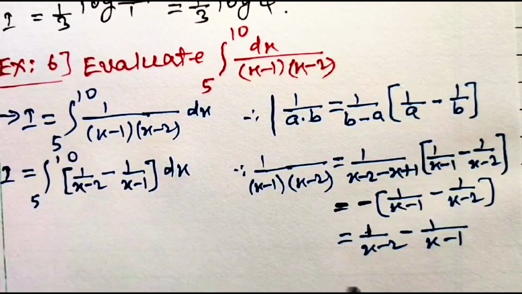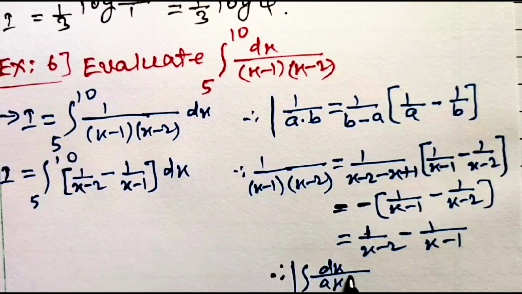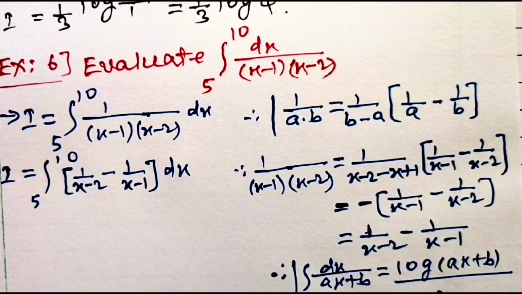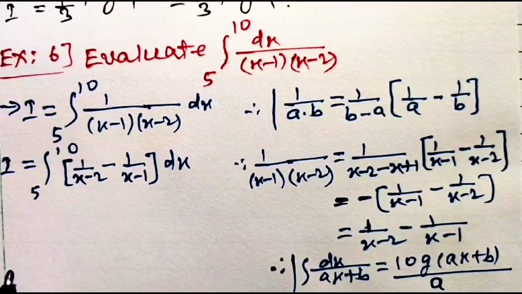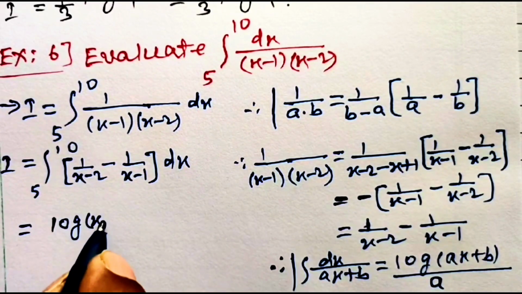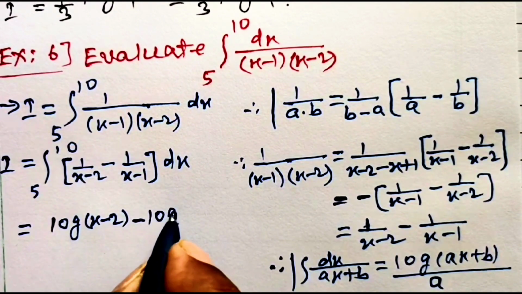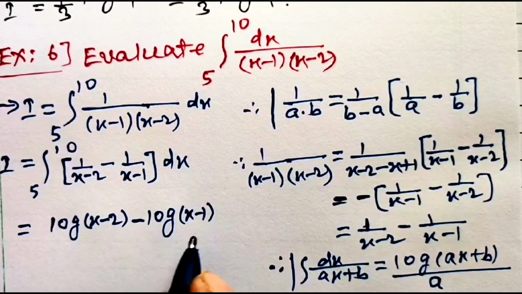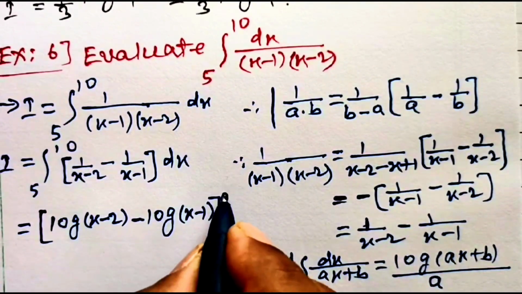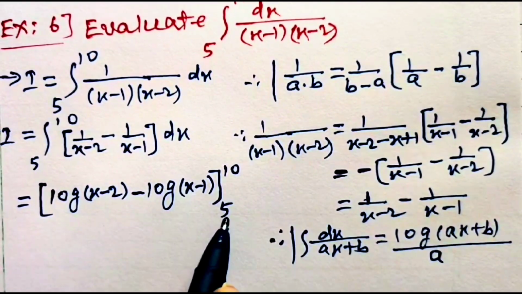Now you can apply the formula: integral of dx divided by ax plus b is equal to logarithm of ax plus b divided by the derivative of ax plus b with respect to x, which is a. So for 1 upon x minus 2, its integral will be logarithm of x minus 2 divided by the derivative of x minus 2, which is 1, minus logarithm of x minus 1 divided by 1, which is the derivative of x minus 1 with respect to x, with limits from 5 to 10. Now first of all, replace x by the upper limit and then replace x by the lower limit.